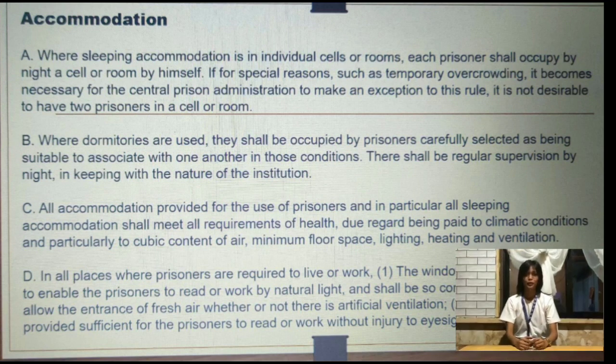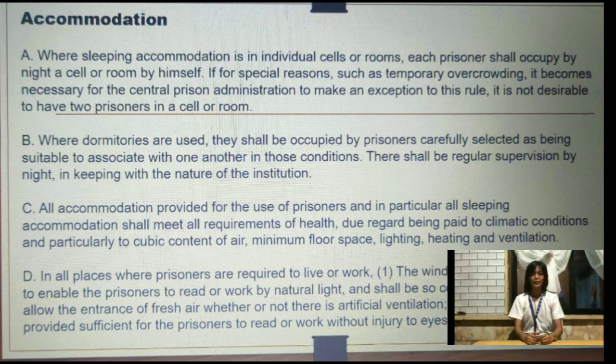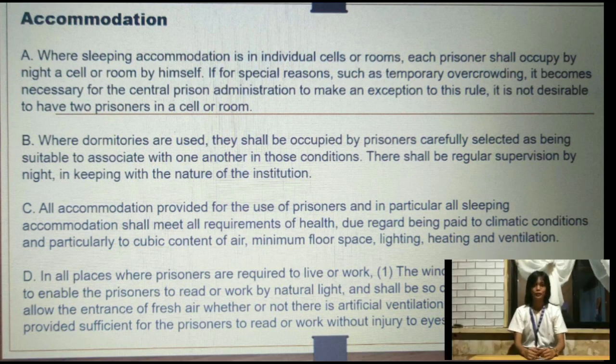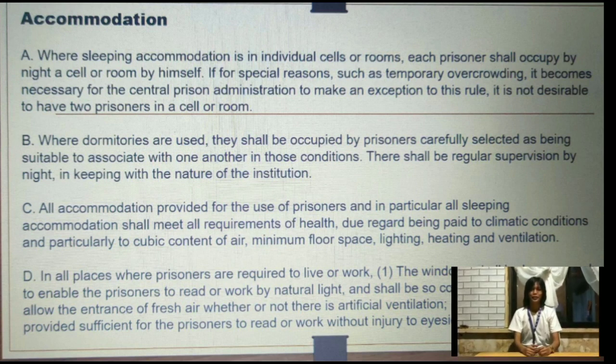D. In all places where prisoners are required to live or work, the windows shall be large enough to enable the prisoners to read or work by natural light, and shall be constructed so that they can allow the entrance of fresh air, whether or not there is artificial ventilation. Artificial light shall be provided sufficient for the prisoners to read or work without injury to eyesight.